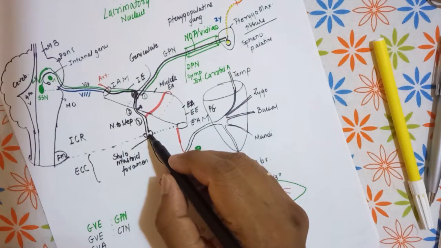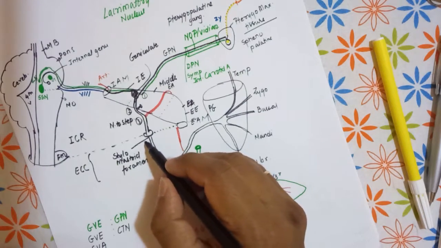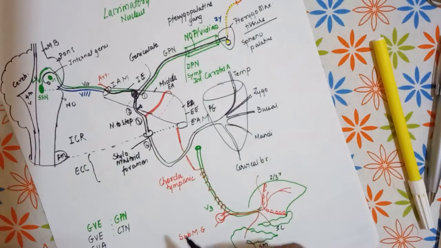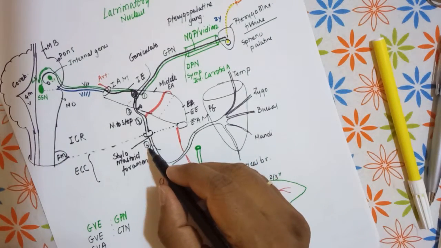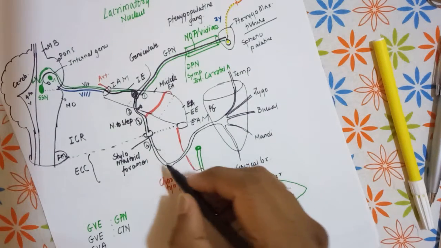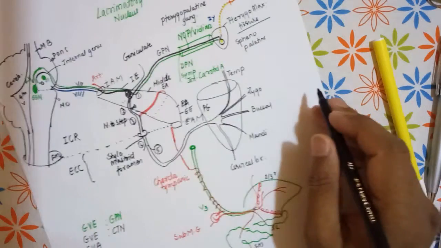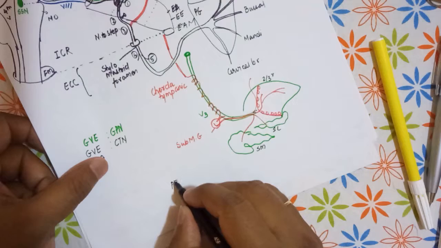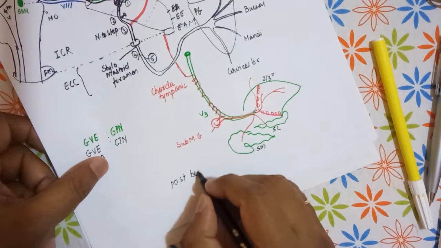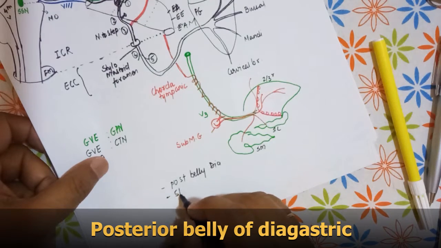Once it comes out of the stylomastoid foramen, it gives a branch to the digastric belly, that is the posterior part of the digastric belly, posterior belly of the digastric, we can say. Then it gives a branch to the stylohyoid muscle. So it gives a branch to the posterior belly of the digastric and the stylohyoid muscle.